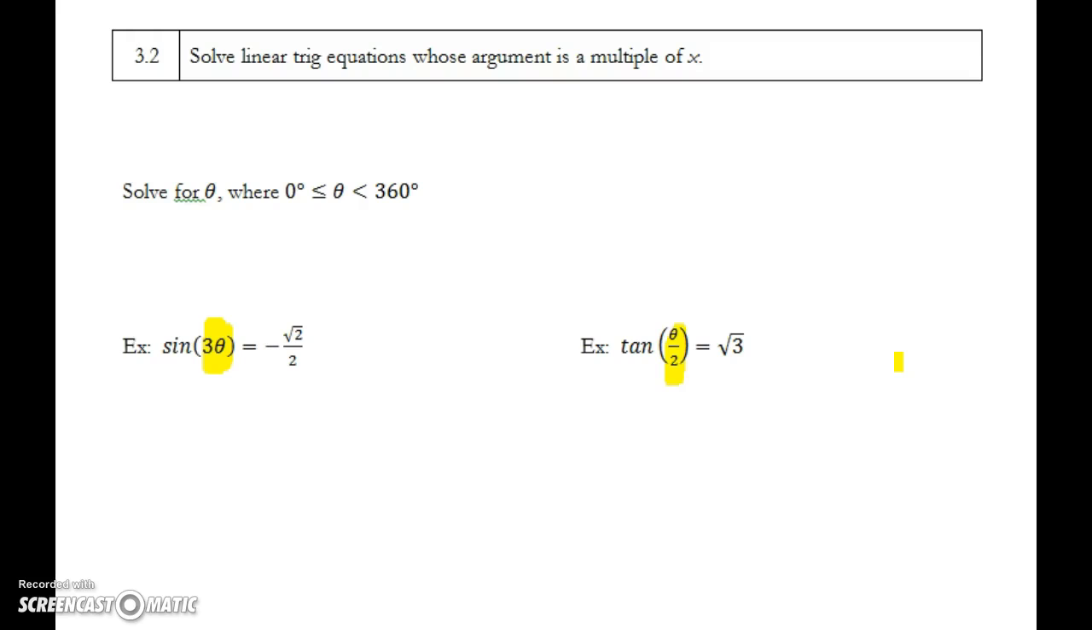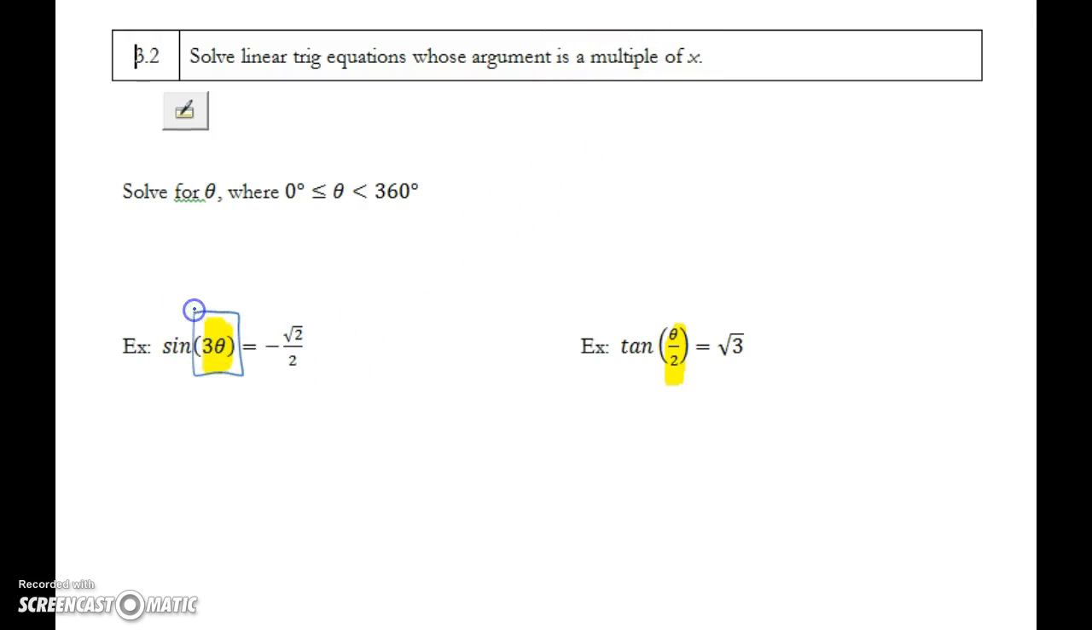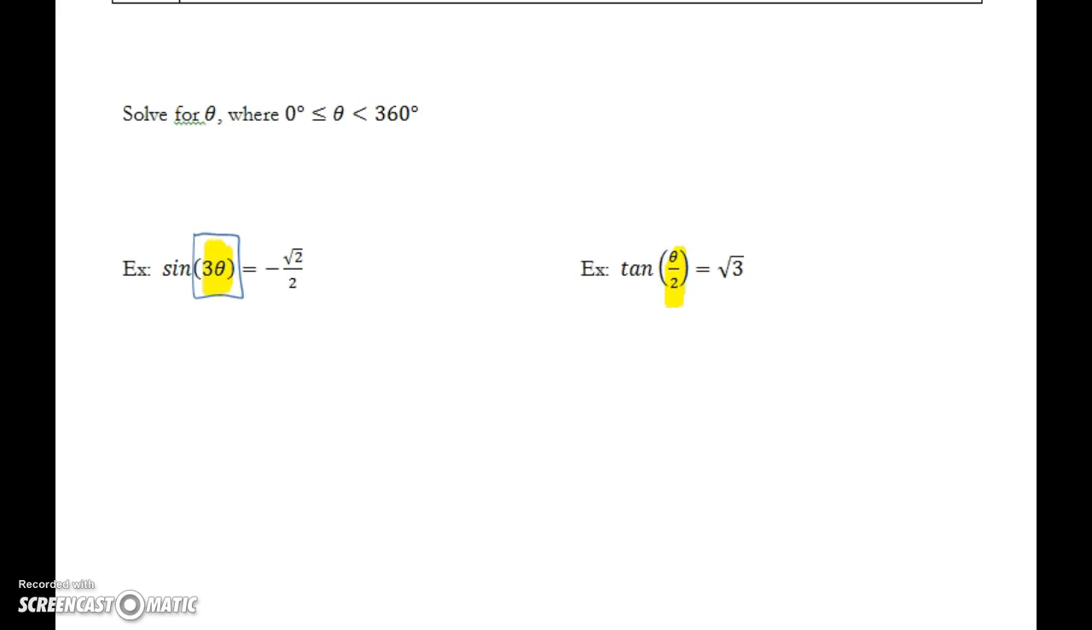Okay. So let's take a look at our first example here. Sine of 3 theta equals negative root 2 over 2. Now we're going to treat 3 theta, our argument, as a single entity. So we're not going to separate the theta from the 3 just yet. So when we solve right now, we're solving for 3 theta. Because theta is between 0 and 360, 3 theta is going to be between 0 and 360 times 3, or 1080. This is telling us that we have 3 rotations around our circle.